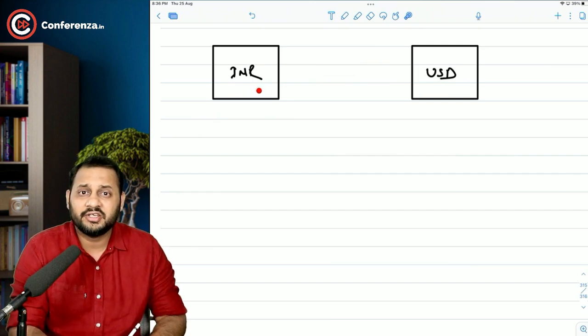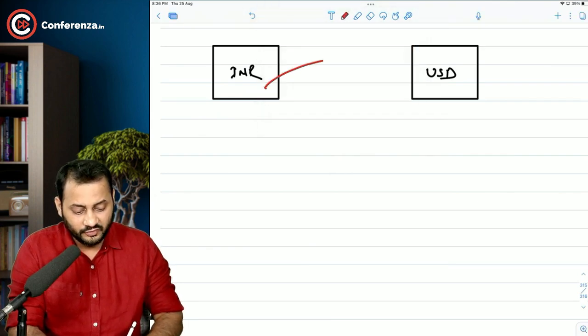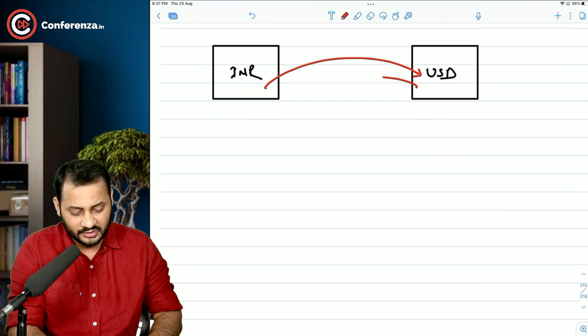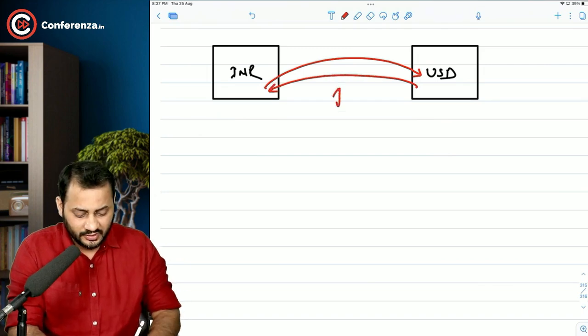The exchange rate risk arises only when there is a cash flow from one country to another country, whether it is going out or coming in. This is where the exchange rate risk arises.